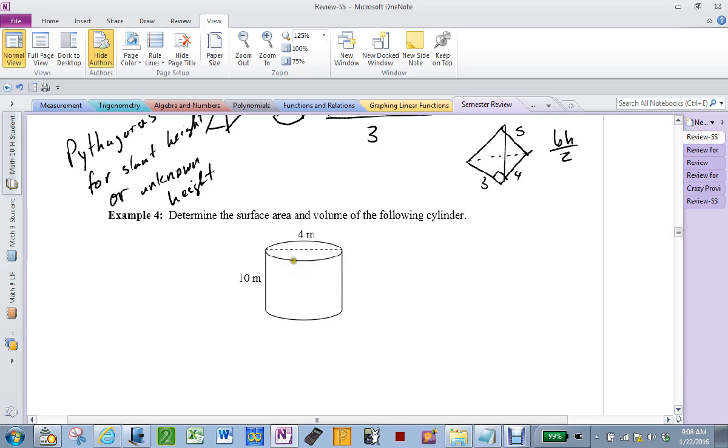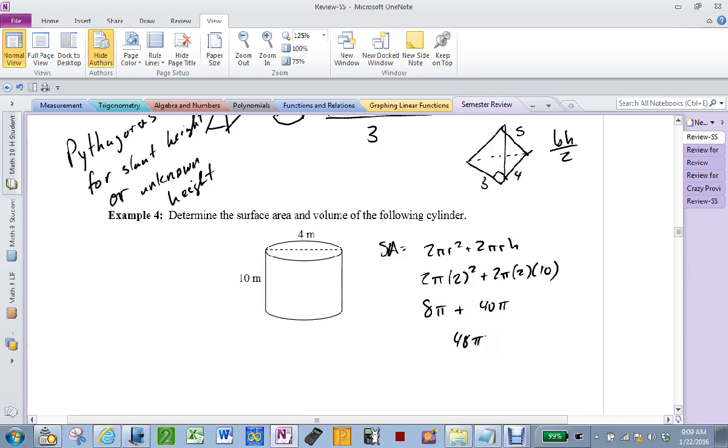Surface area and volume of the cylinder. Do I need to go through it? It's just a formula. SA equals 2 pi r squared plus 2 pi r h. Right? 2 pi, what's r? 2 squared plus 2 pi, 2, 10. What's the mistake you're going to make? You're going to go to your calculator and start punching in pi. Can't do that. Bad mistake. What's 2 squared? 4. What's 4 times 2? 8. 8 pi plus 40 pi, 48 pi.